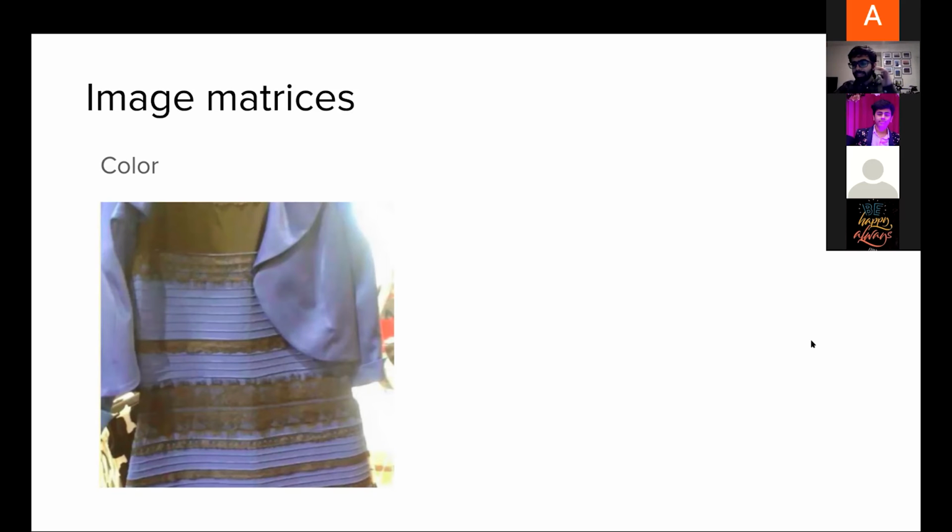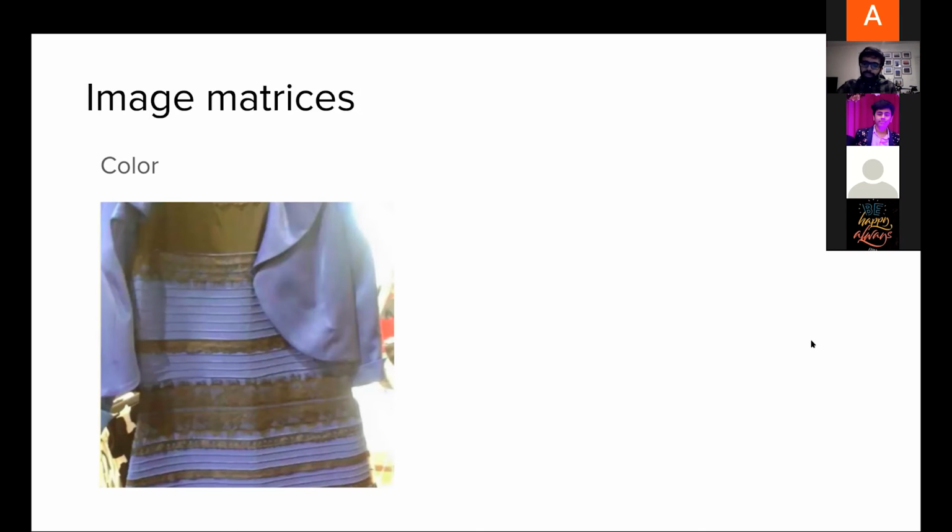Yeah, so somebody says it's blue and golden. So that's what I'm talking about. We all have different sensors, so we have different perceptions. And also there are some disabilities related to these sensors in our eyes, such as color blindness.